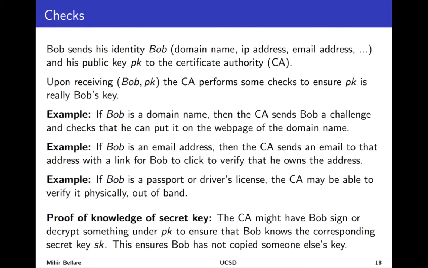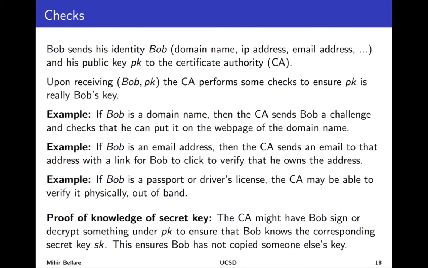So upon receiving that request, the identity and key, the job of the CA is to first check that this claimed binding is true, that Bob really has the right to claim that identity, and if so, then it'll tie the public key to that. How this is done can vary. So for example, if Bob is a domain name, then what the CA might do is send Bob some kind of challenge, a random string, and see if he can post it on the web page of the domain. That would prove he has access to this domain, and that would prove that he owns it.